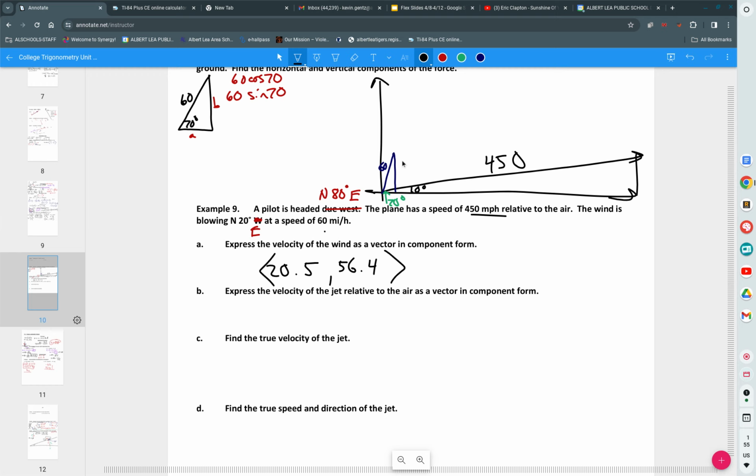Second step is we determine the velocity of the jet relative to the air in vector component form. So now I look at a different triangle. I look at the triangle that looks like this, where this angle is 10 degrees and the magnitude of the vector hypotenuse is 450. Again, I want to figure out the horizontal component and the vertical component. And so all I do is 450 times the cosine of 10.